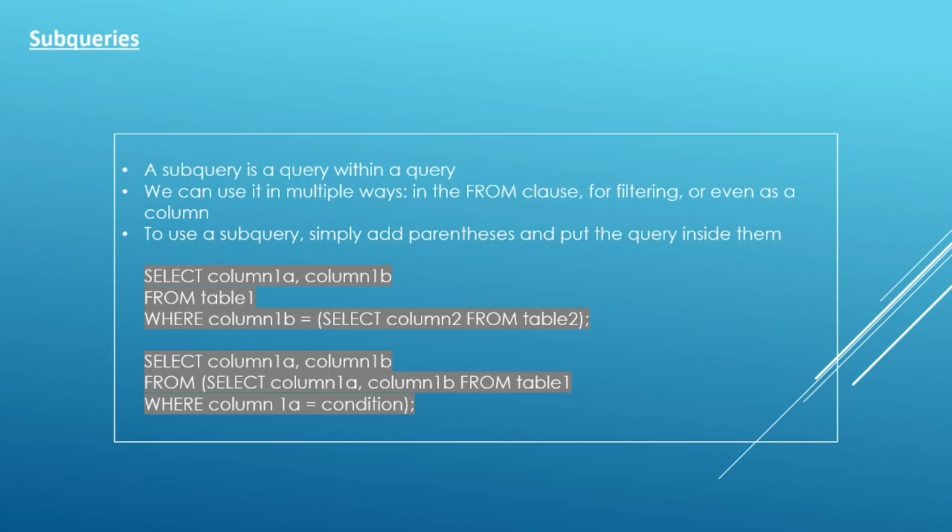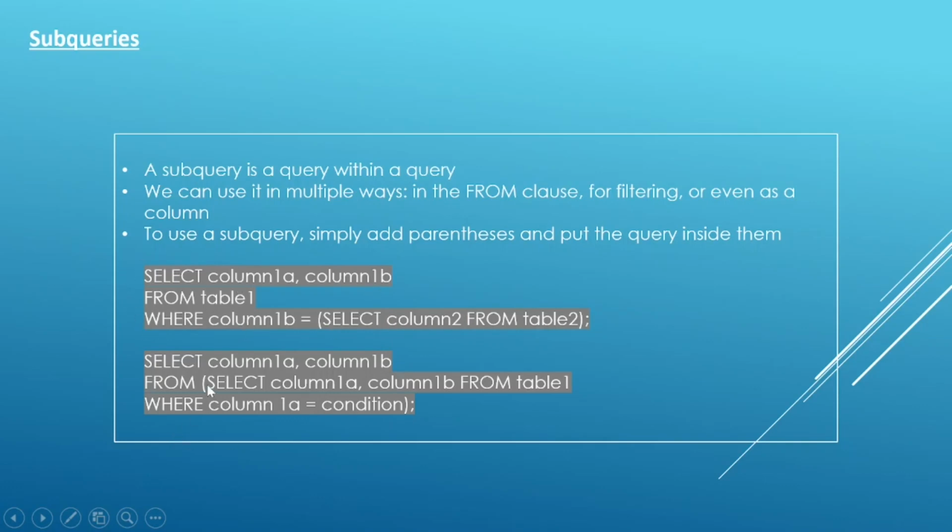To use a subquery, we simply have to embed a select statement within a select statement, which is enclosed within brackets. So let's look at the syntax. In the first syntax, from table 1, we want to select column A and column B, and in the where condition, we want column B values to be whatever comes from column 2 in table 2. So select column 2 from table 2 will give you the values of column 2, and wherever column 1B matches, you will get the output from table 1.